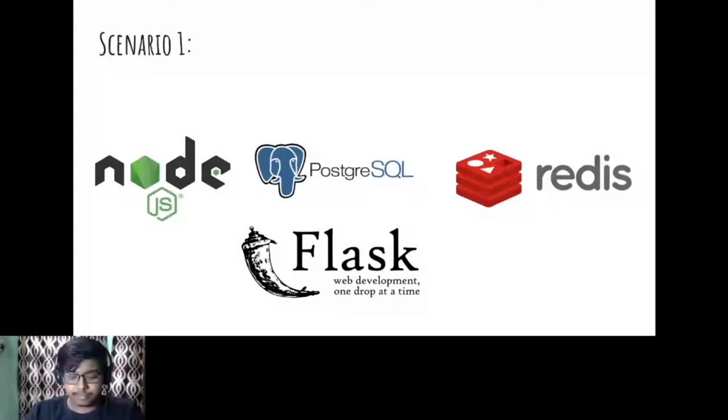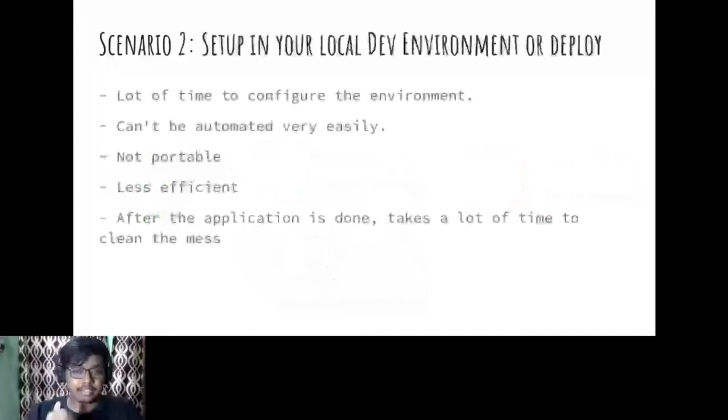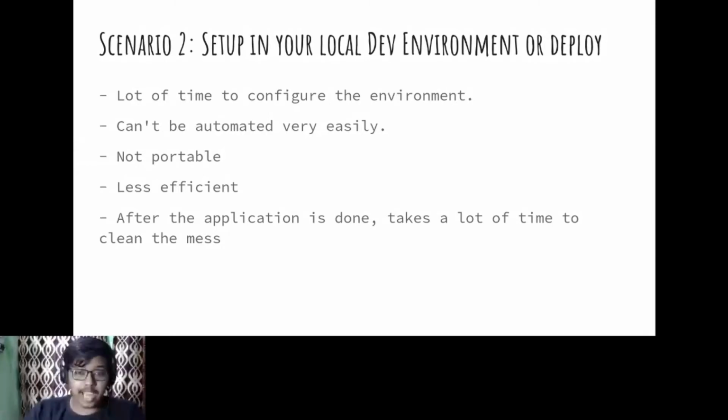And that brings us to the second scenario: how will you set it up in a local dev environment and deploy it? It is taking a lot of time to even configure the environment, and at the same time it cannot be automated very easily. Let's say you're a DevOps engineer and you want to put this application in your test server, in a production server, and in a development server. You have to repeat the same task again and again every time you want to deploy, and it cannot be automated very easily at all.